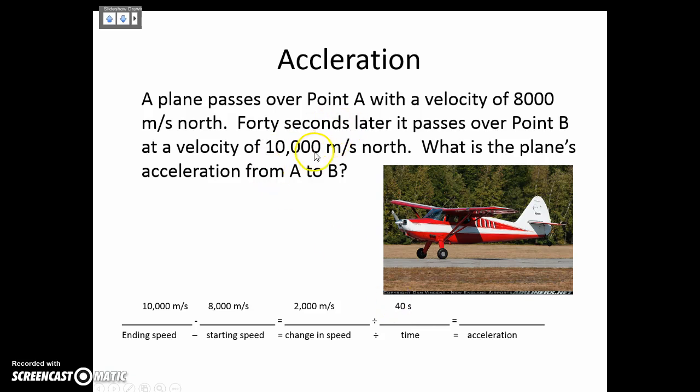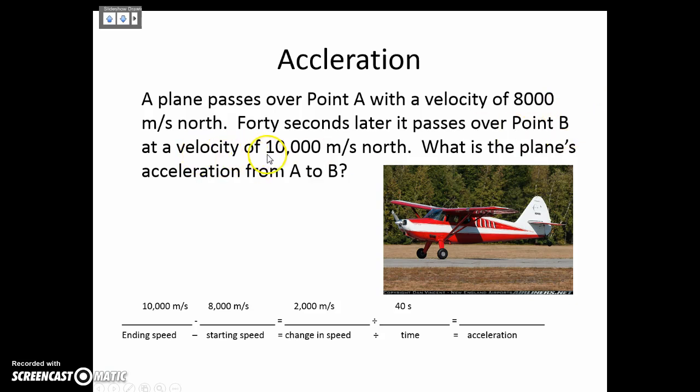Here's another example of acceleration. We have a plane, a velocity of 8,000 meters per second north. That's your starting speed, remember. It goes into starting speed, 8,000. 40 seconds later, now this is tricky. Notice that the 40 is written as a word, not as a number. You might miss that if you're not reading carefully. We're going to plug 40 seconds into the time spot.